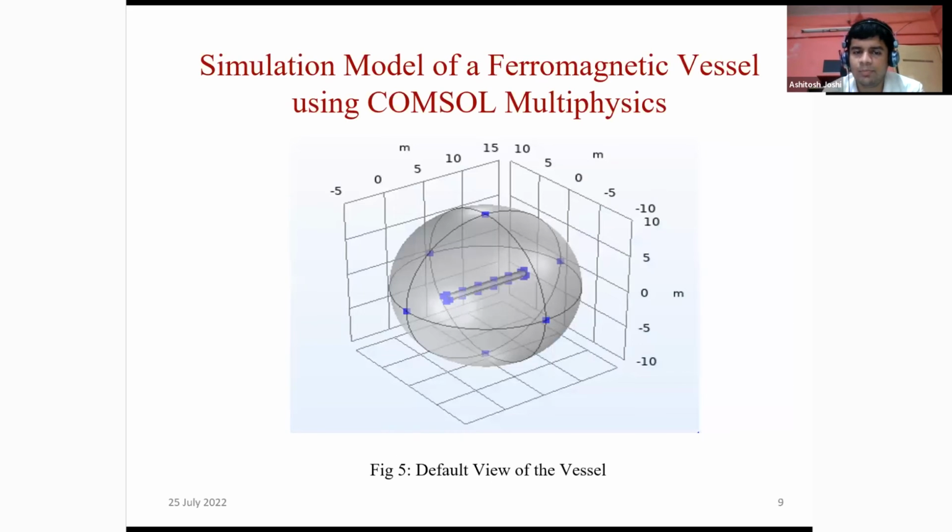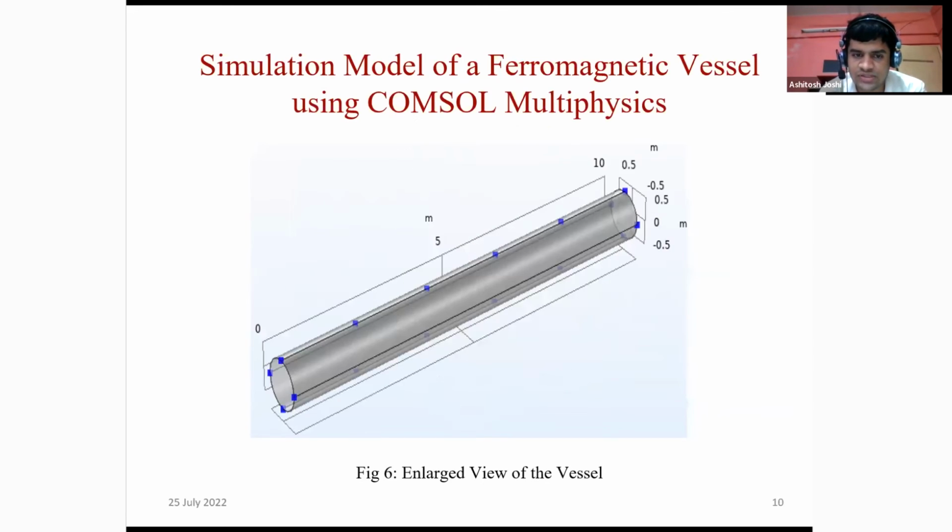So this is the pictorial representation of my ferromagnetic vessel using COMSOL Multiphysics software. The sphere represents the water surface, and the cylindrical shape represents the naval vessel. This is the same enlarged view of that particular naval vessel, which is in cylindrical shape.